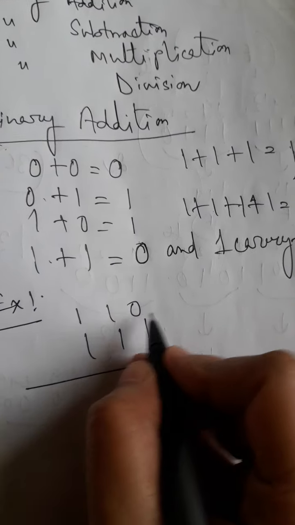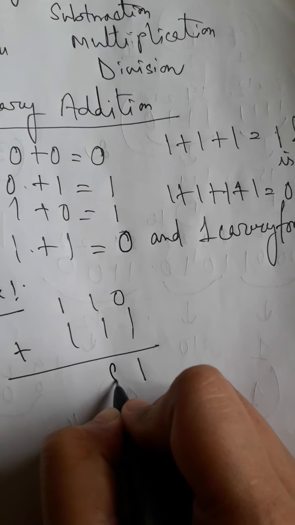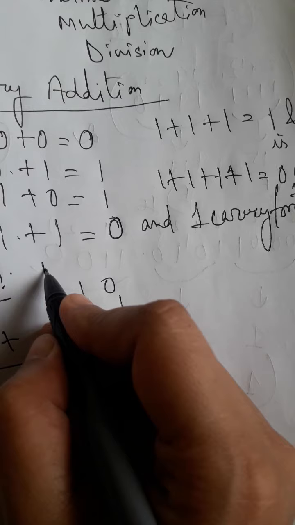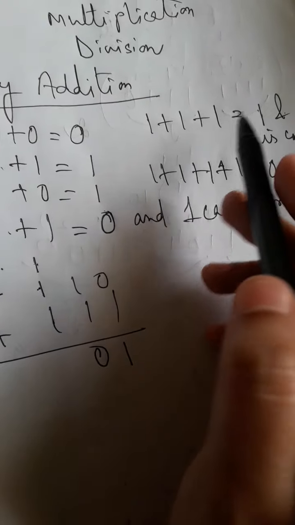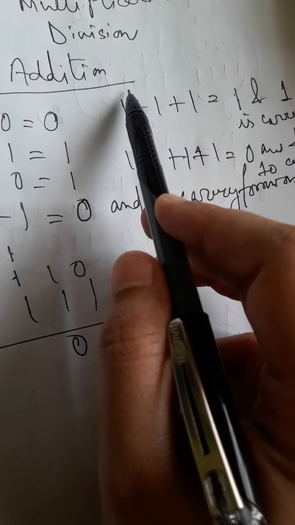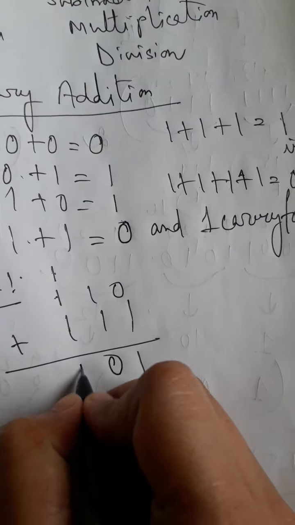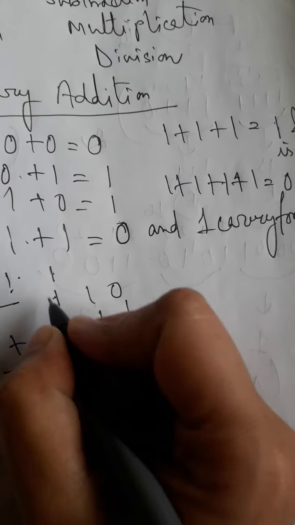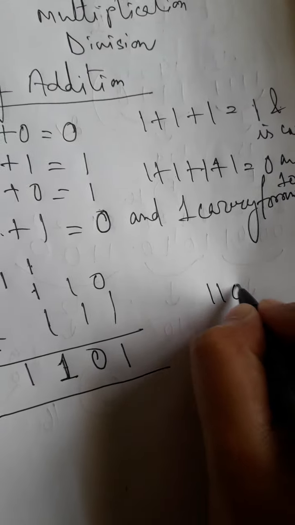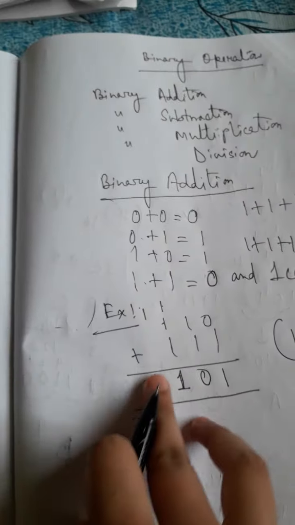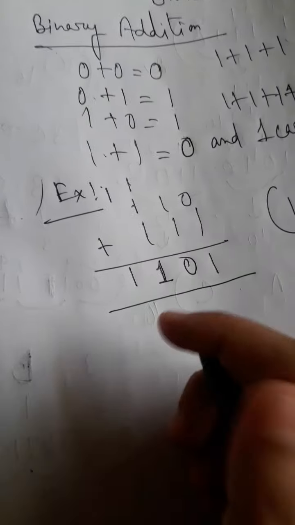So now see the example. 0 plus 1 is 1. 1 plus 1 is 10 and 1 will be the carry bit. Now 1 plus 1 is 10. 10 plus 1 is 11, because I have shown you that if we add three 1s, the output would always be 11. So 1 is the answer and 1 is the carry bit. There is no other bit, so it will be 1 1 0 1. So 1 1 0 1 will be the answer of the addition of the two numbers 1 1 0 and 1 1 1. Now subtraction.